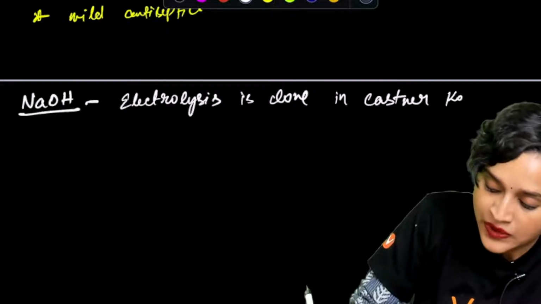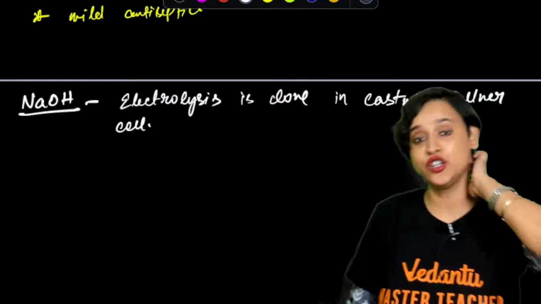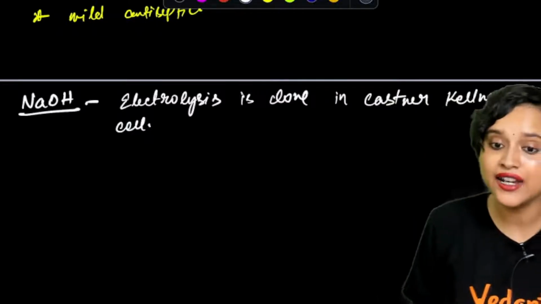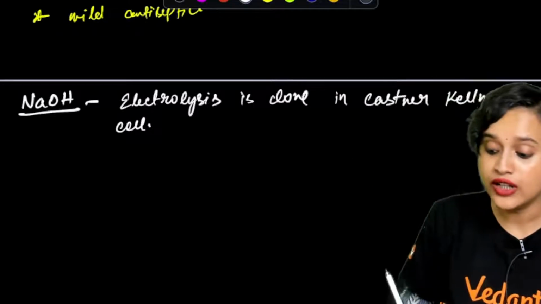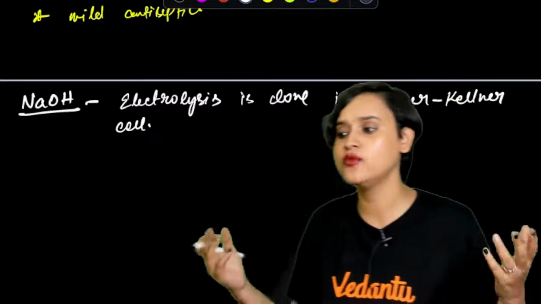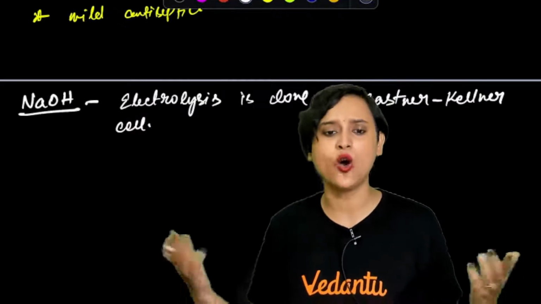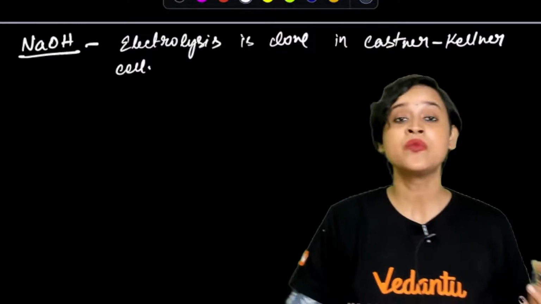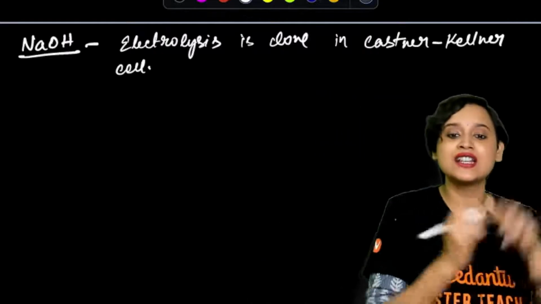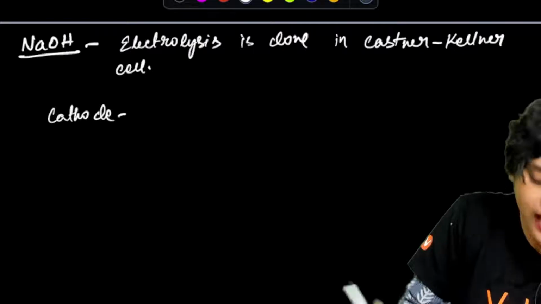Where will you do it? The Kastner-Kellner cell. This is where you do the electrolysis. This Kastner-Kellner cell will have a cathode and an anode, right everybody? A cell always has two electrodes, so you will have a cathode.